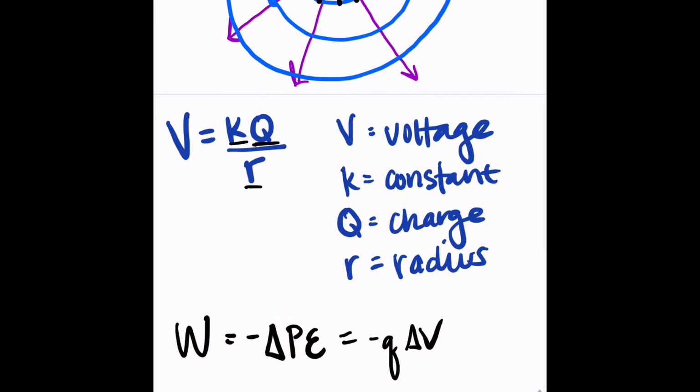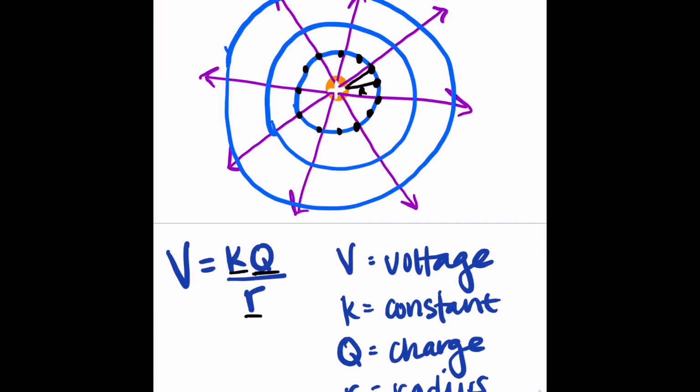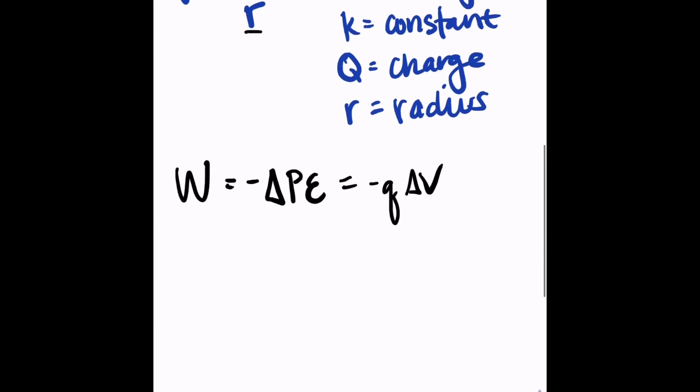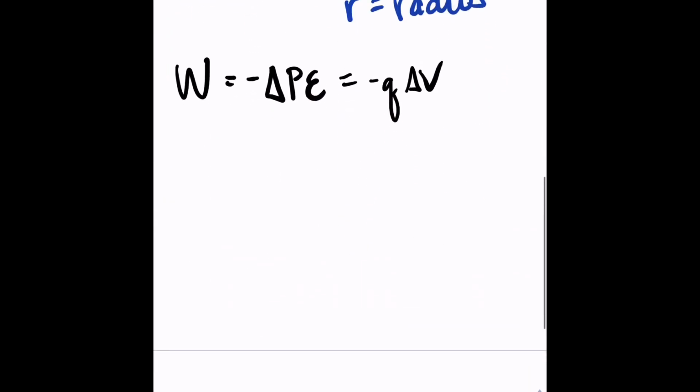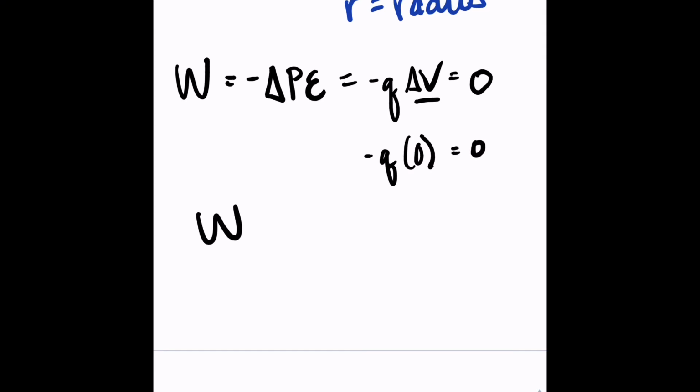So if we come back up here to the circle, we learned as we go around the circle, as we look at each of these dots, that the voltage never changes. And so the change in voltage is going to be equal to 0. Now if we have this charge times 0, anything times 0 is equal to 0. So overall, the work of moving a dot, or finding the work around an equipotential line, is 0 because the voltage never changes.